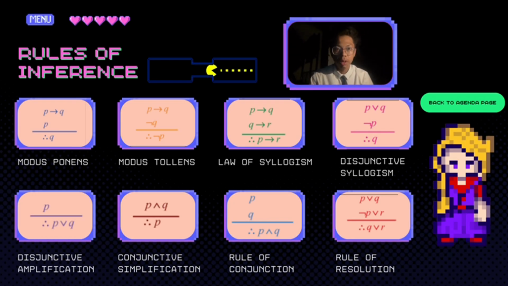So first, we have the modus ponens. Next, we have modus tollens, and then we have the law of syllogism, and then we have disjunctive syllogism, and then we have disjunctive amplification. Next, we have conjunctive simplification, and then we have the rule of conjunction, and then we have the rule of resolution.